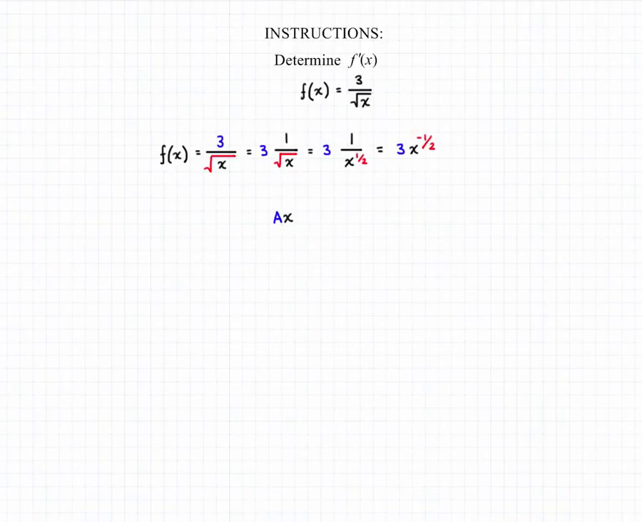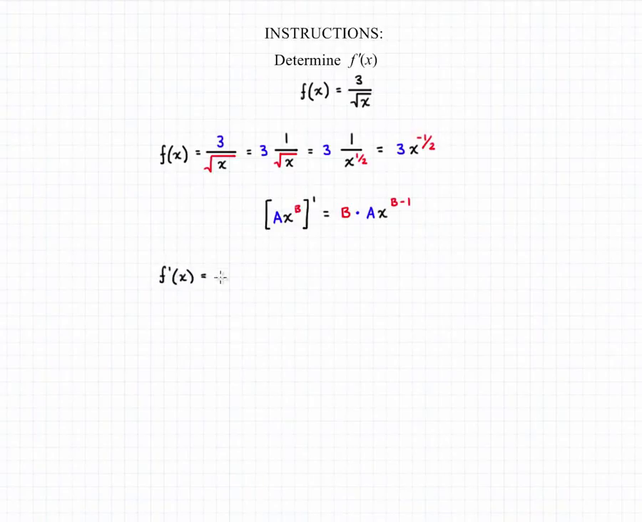So the power rule tells us that if we have a term in the form a times x raised to b, and we want the derivative of that, we can find that by bringing down b, multiplying it by our coefficient a, and multiplying that by x raised to the b minus 1.